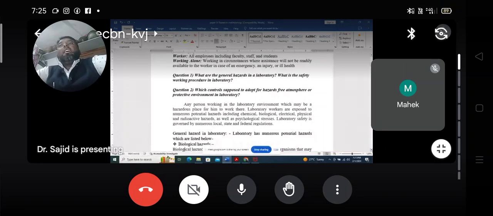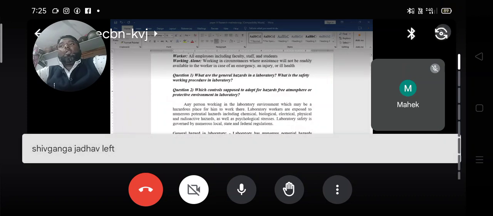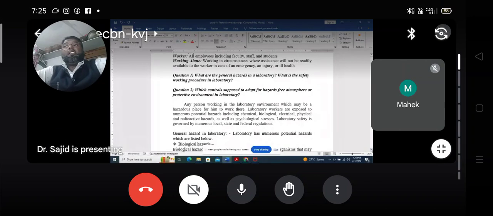Laboratory workers are exposed to numerous potential hazards including chemical, biological, electrical, physical and radioactive hazards as well as psychological stresses. This is a very important word. Psychological stresses are also there. Laboratory safety is governed by numerous local, state and federal regulations. Some rules are framed by that particular research center, that lab, and some rules have been specified by the government.